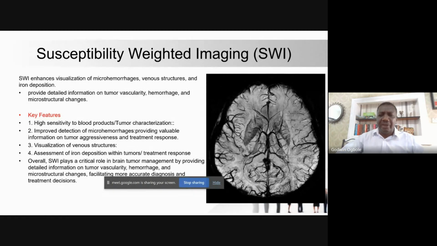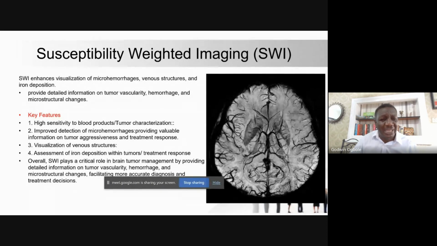I'm going to give you just a very broad overview. So the image you are seeing here is a susceptibility-weighted imaging. It enhances the visualization of not just the brain, but if there are any microhemorrhages, which sometimes can be a constituent of tumors, and it helps us to demonstrate even the characteristic pattern of vascular nature around the tumors. It has a very high sensitivity for blood products and is very good for characterizing tumors.